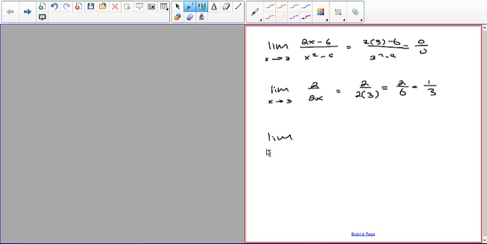For the next one, again, if you plug in x equals 3, you'll find out it's indeterminate. You get 0 over 0. So you just need, I'll do the derivative of the denominator. I'm so nice to you guys.